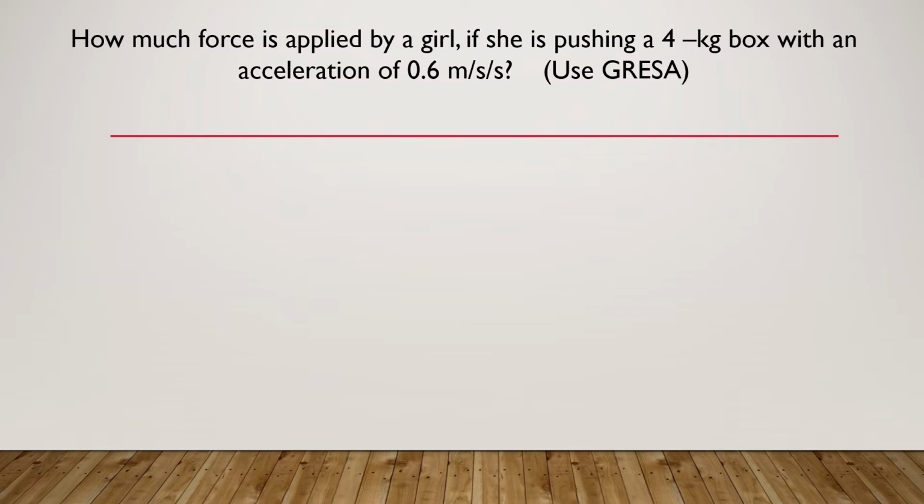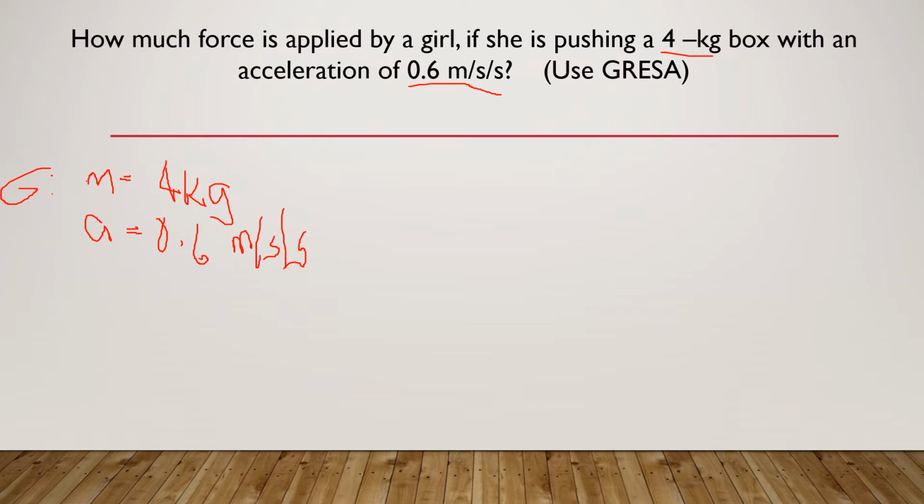So GRESA stands for G as given. So based on the problem, we have here a 4 kilogram box and a 0.6 meter per second squared acceleration. So 4 kilogram, from its unit, is obviously the mass of the box. Next, we have acceleration, which is equal to 0.6 meter per second squared.